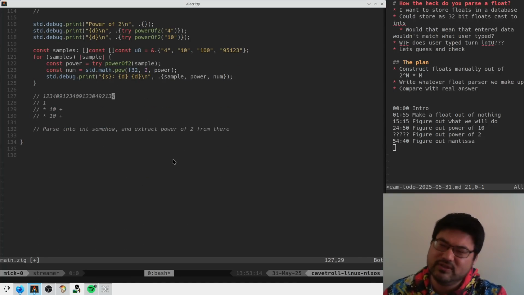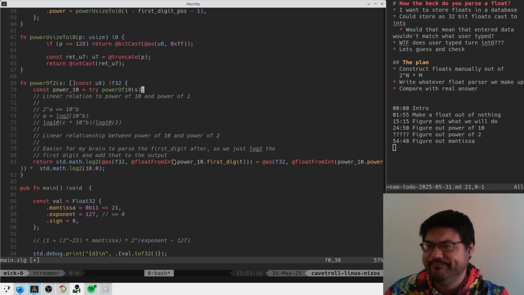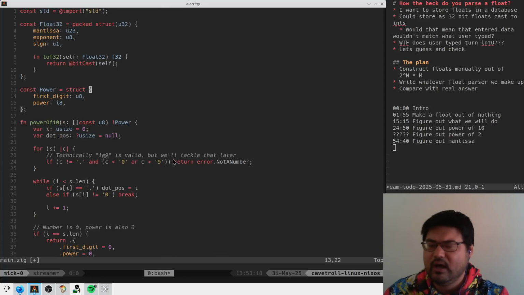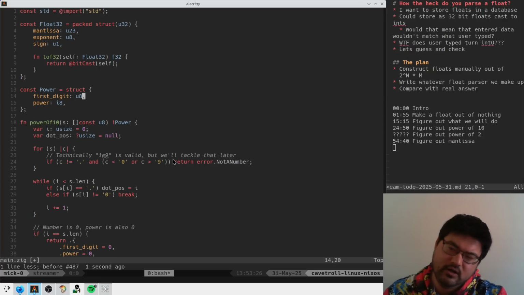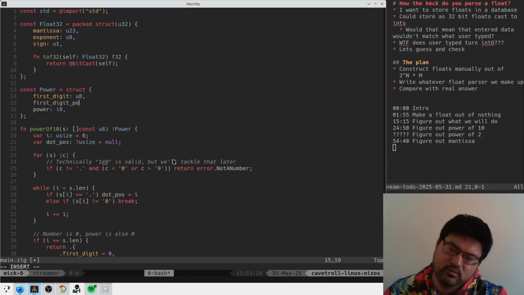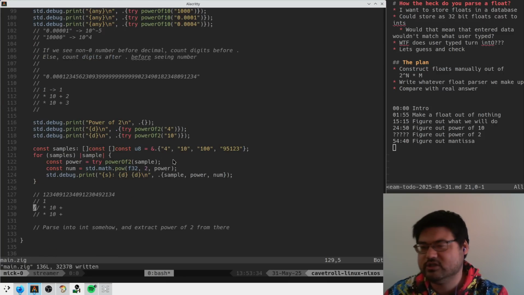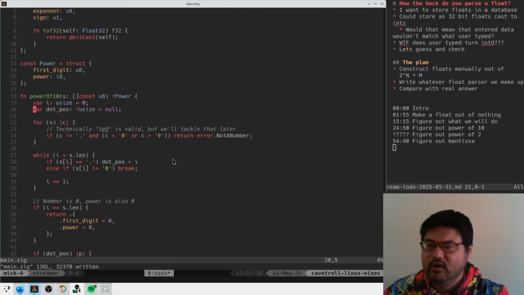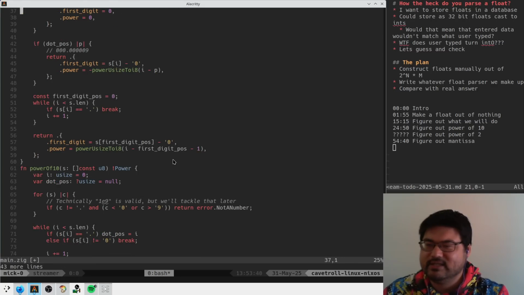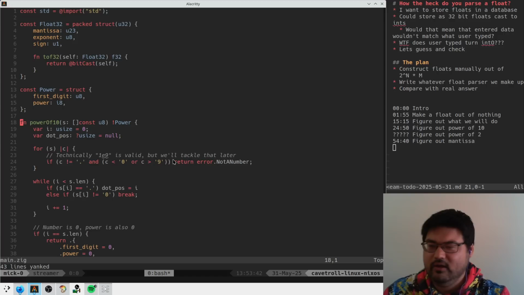Yeah, I think that this makes sense. So I guess when we parse the power of 10, we can extract first digit position, because that logic is kind of in here. Not necessarily. Let's just parse that separately. I think that's easier for now. For now, we'll just do a second pass. I don't care, dude. You can't stop me.